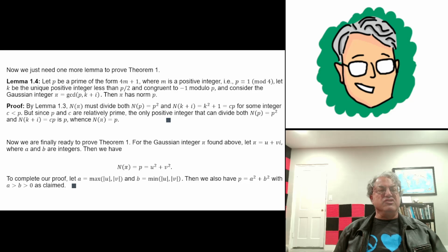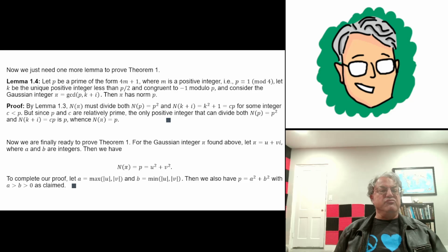So now we have two Gaussian integers that we're computing the GCD of. The first one, p, has norm p squared. The second one, k plus i, has norm a times p. It's pretty easy to see that the greatest common divisor of p squared and ap is just p, because it's p times the GCD of p and a. But since a is not divisible by p, the GCD of p and a is 1. So the GCD of these norms is equal to p.